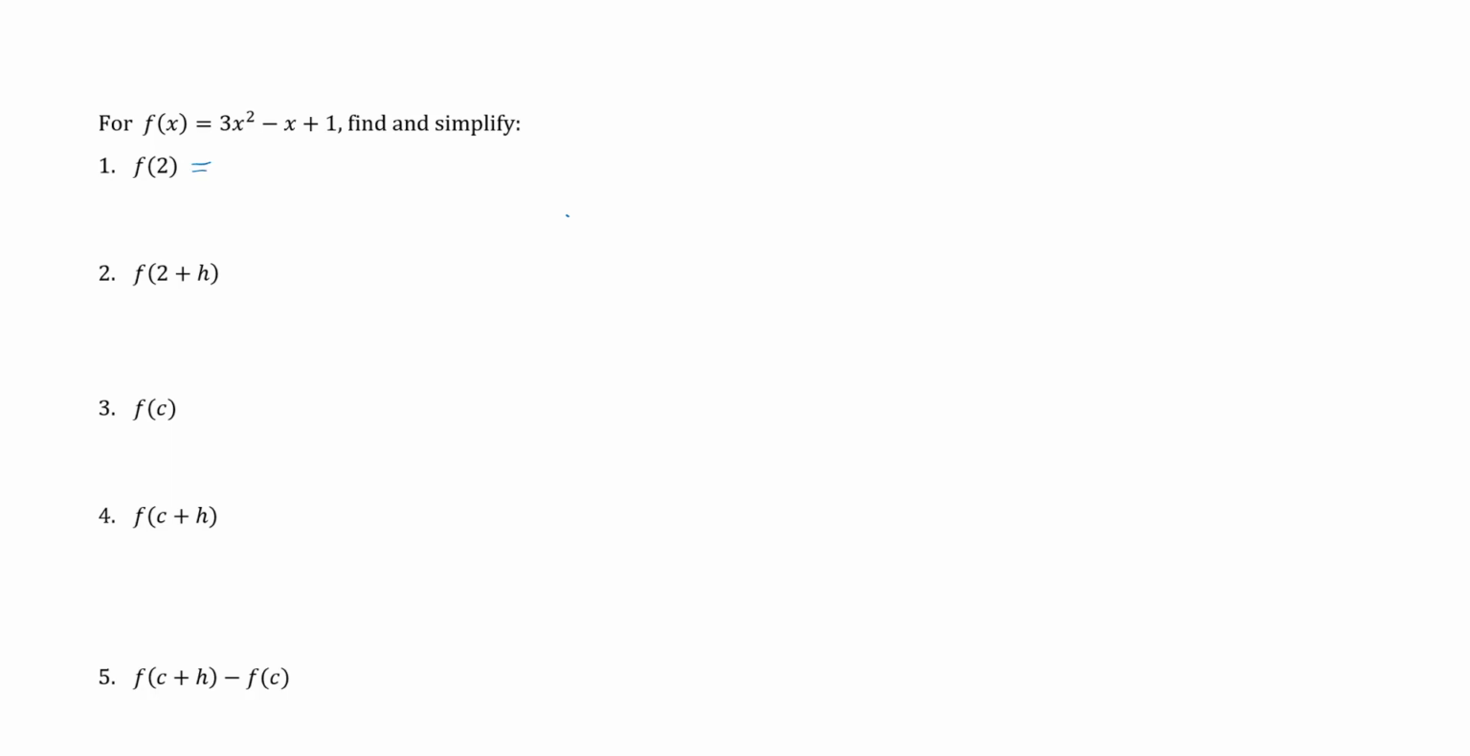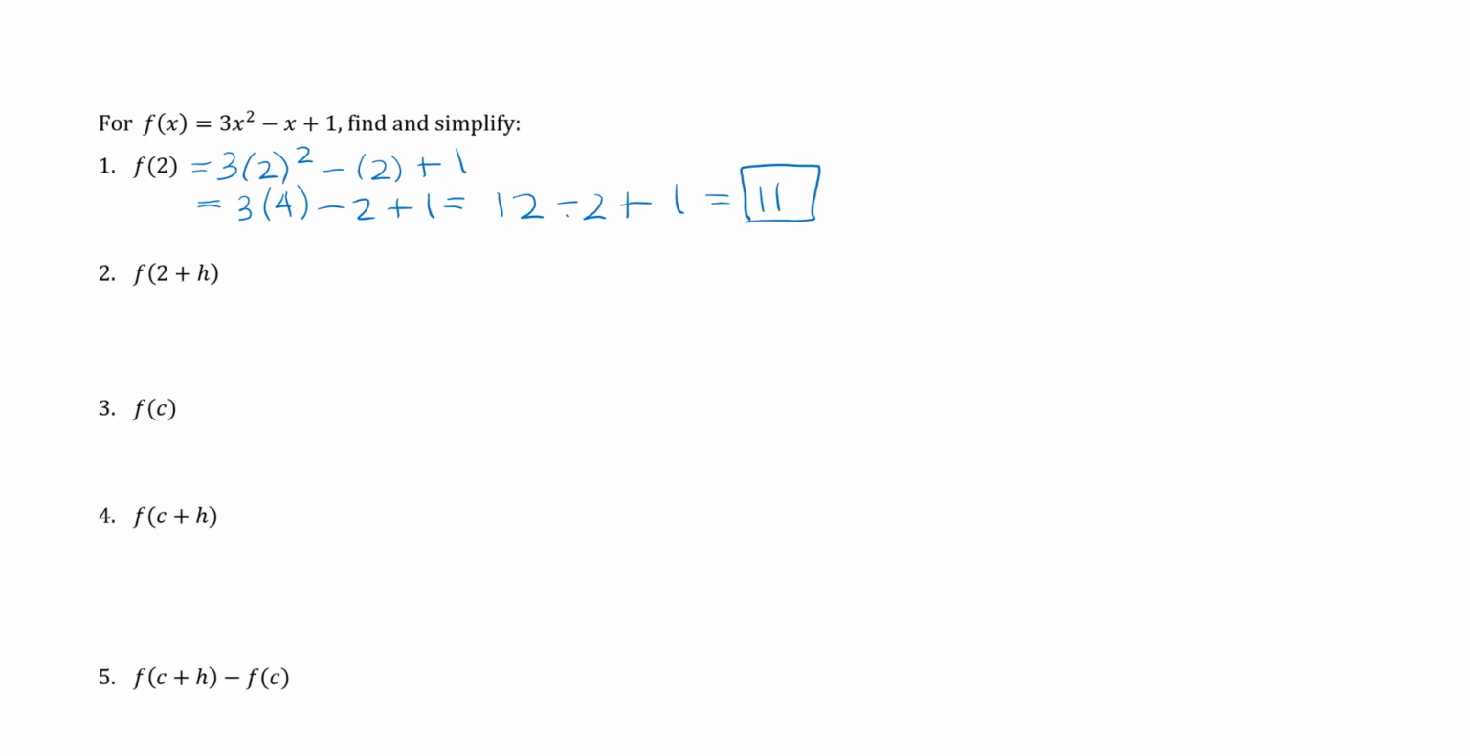So most of you are probably pretty good at this first one. It's just asking you to plug in 2. So you're just going to plug in 2 for x, and then you find the output when the input is 2. So you just have to be a little careful about order of operations. Make sure you do the powers before you do the multiplication and division. Alright, so it looks like we get 12 minus 2 plus 1. So that's 10 plus 1, so 11.